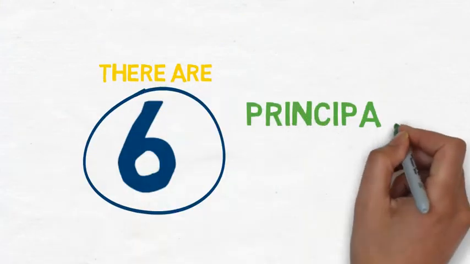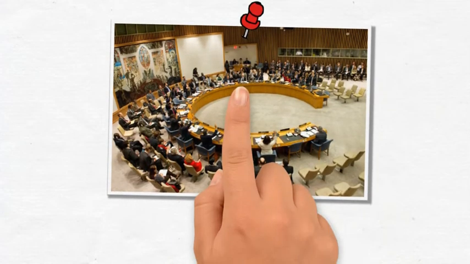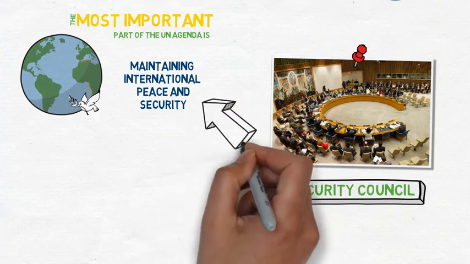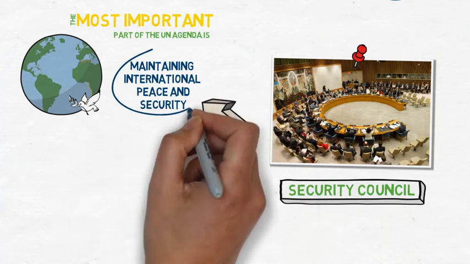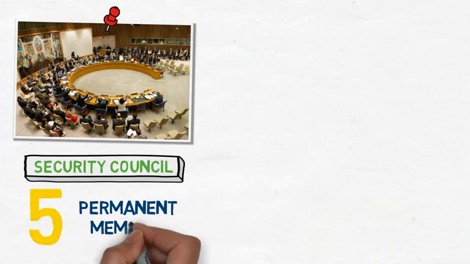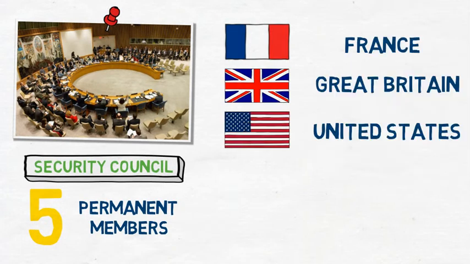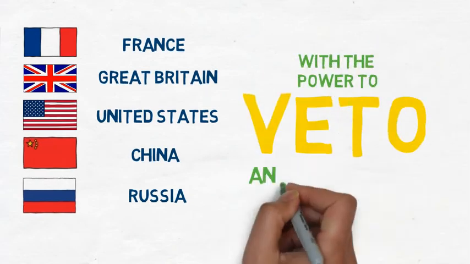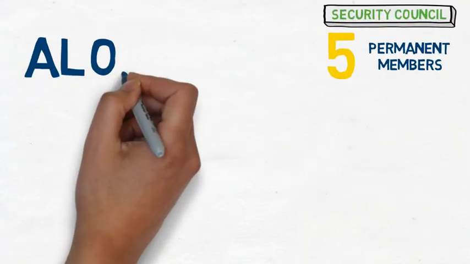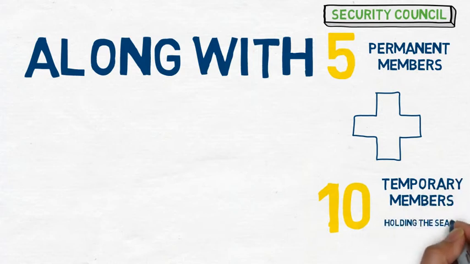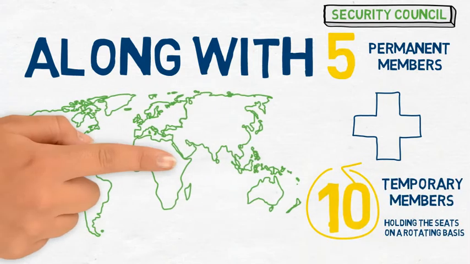Before you know more, you need to understand that there are 6 principal organs of the UN. The first one, and the most important one, is the Security Council, established to fulfill the organization's primary purpose, the maintenance of international peace and security. The Security Council has 5 permanent members: France, Great Britain, United States, China, and Russia, while each of them has the power to veto any substantive resolution. Along with the 5 permanent members, the Security Council also has 10 temporary members that hold their seats on a rotating basis by geographic region.